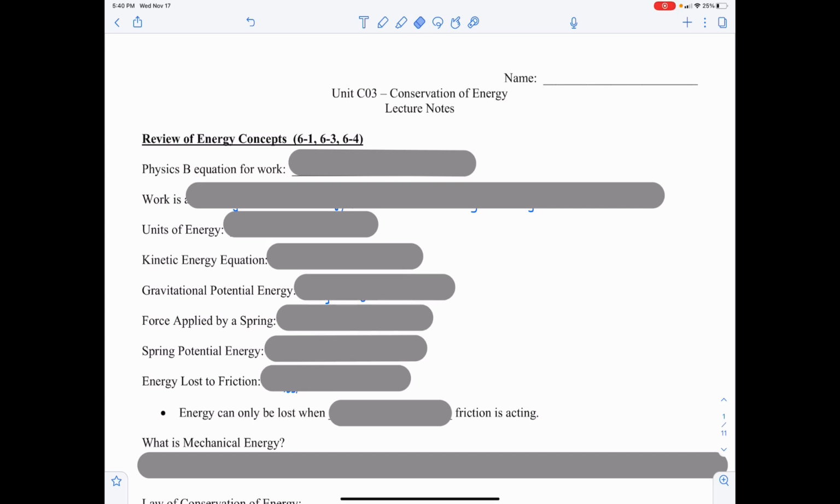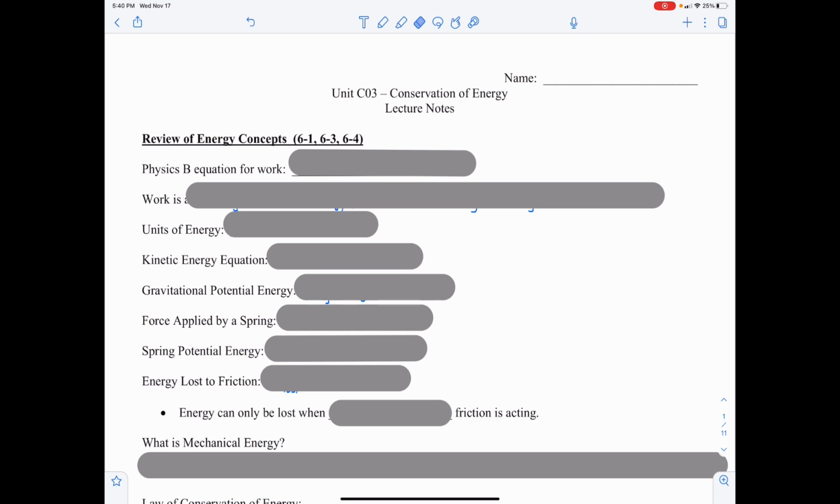Hello. In this video, we're going to be taking a look at the notes for AP Physics C, Unit 3, Conservation of Energy. Remember to pause or rewind the video as necessary. Let's take a look. Review of energy concepts.